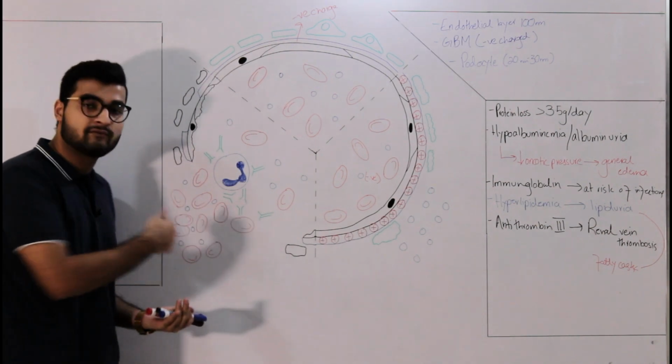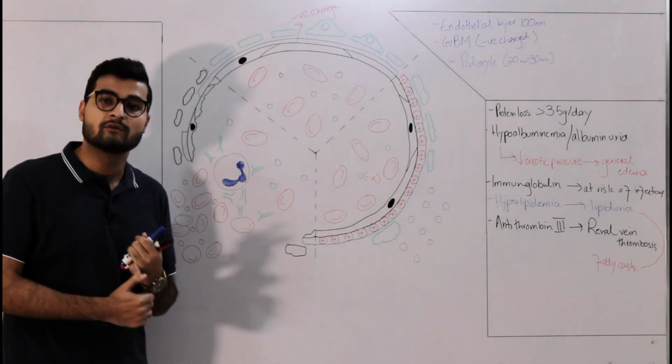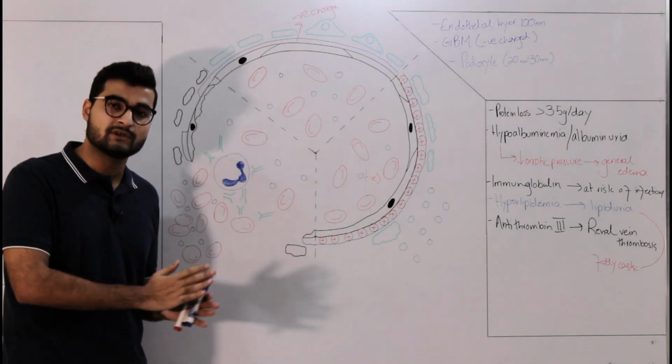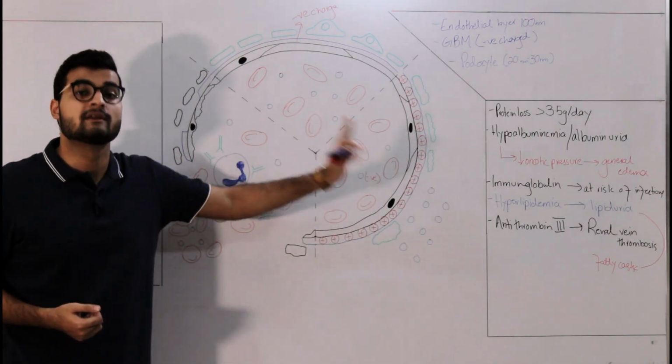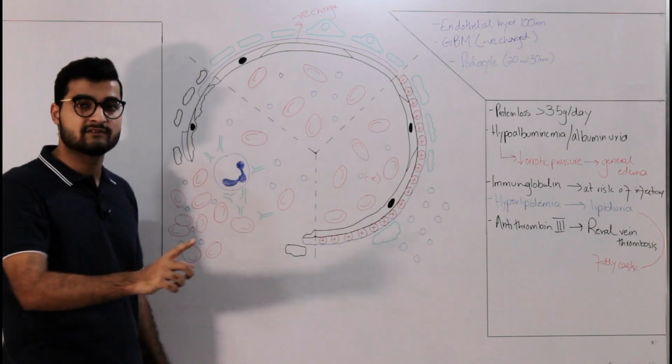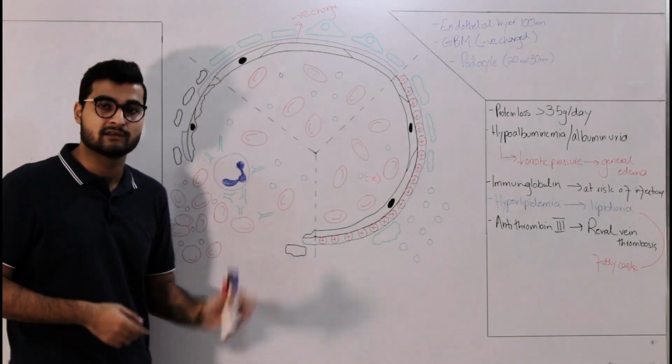As you can see, you have loss of RBCs. Loss of RBCs is going to lead to hematuria. You will have hematuria in a patient of nephritic syndrome, while you won't usually have hematuria in nephrotic syndrome. So that is the first difference that you have between nephrotic and nephritic syndrome.